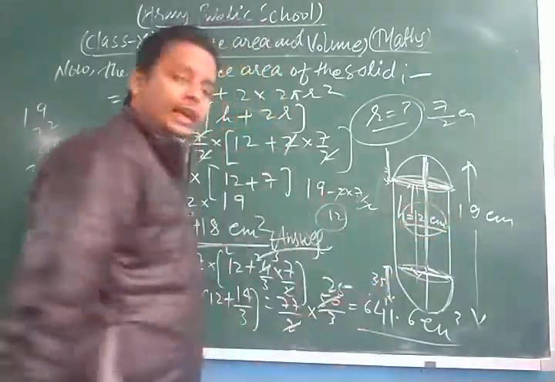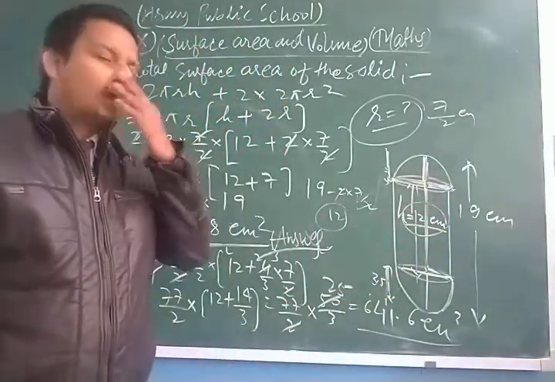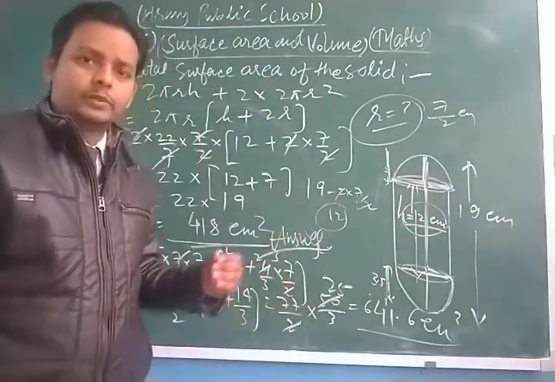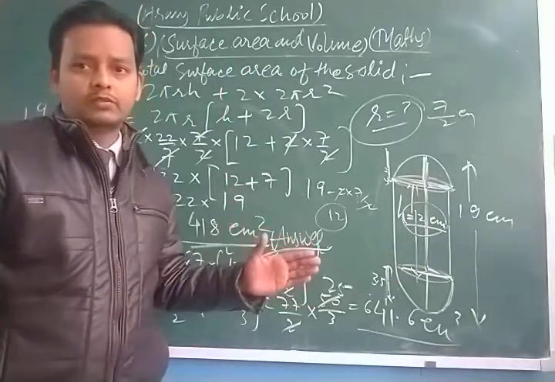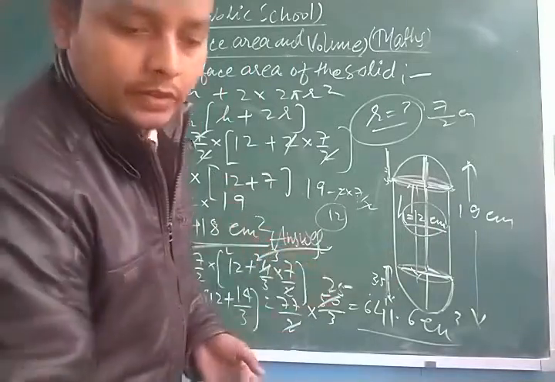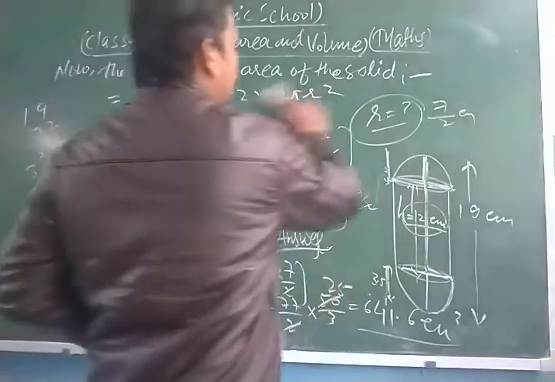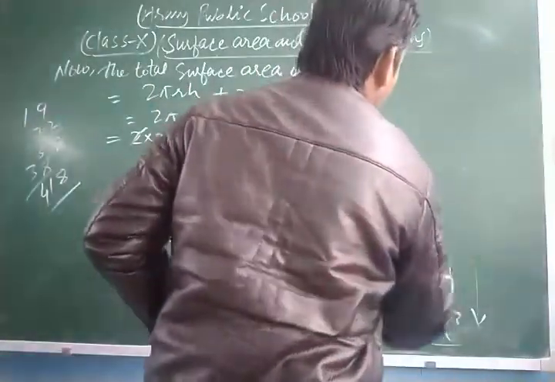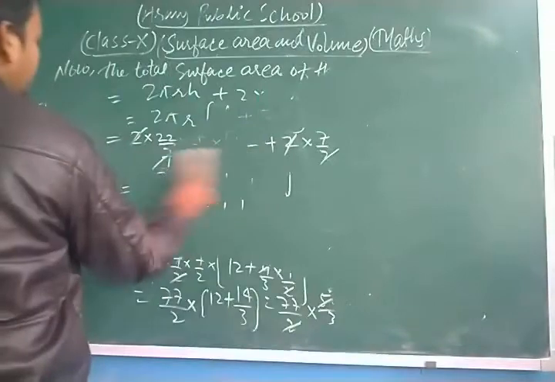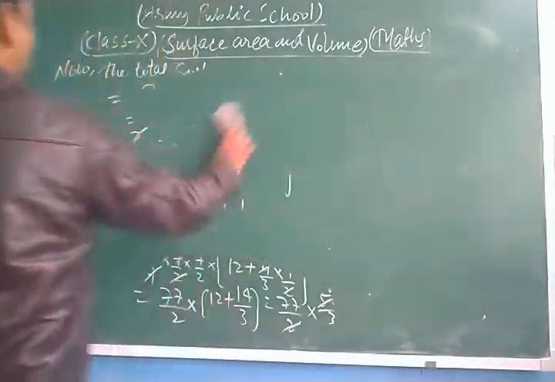So we also find the height of the cylindrical portion. After that we find all the values. So we apply the formula for volume as well as the formula for surface area. In this way you can solve all the questions of your NCERT exercise based on combination of solids.